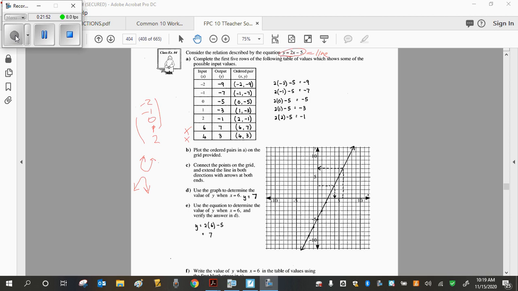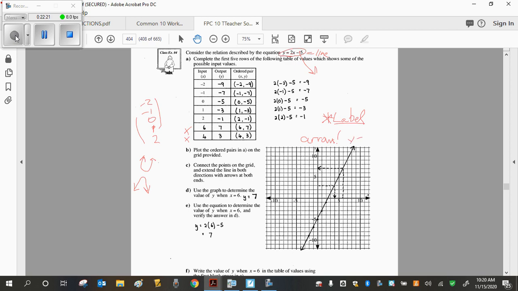Plot the points. You do need the arrows, so write down arrows if you want full marks on my graphs. And you also need to label it, which they tell you you don't have to. This line needs a name. What would we name this line? And the answer is the equation.